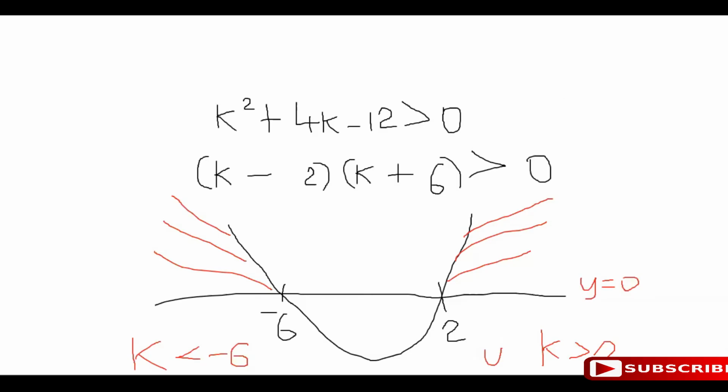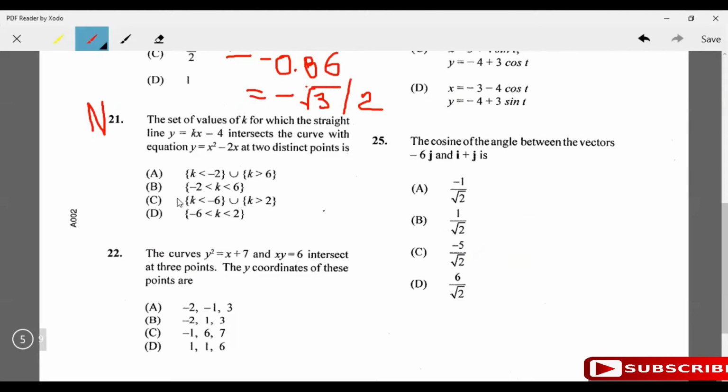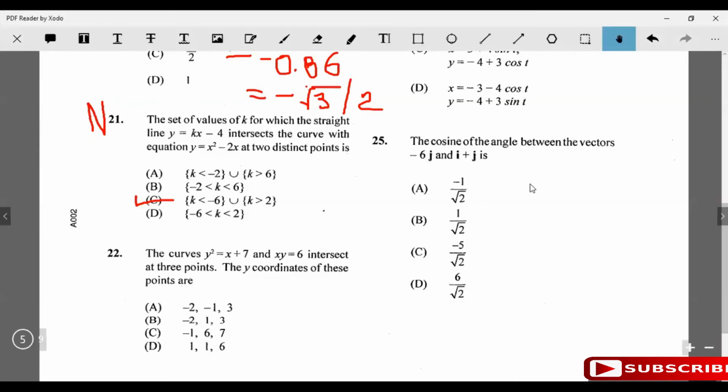All right, so this question was testing our knowledge of discriminants. So k is less than -6 and k is greater than 2. Easy question. It was lengthy, but it's very easy. All right, so that's question 21. Very easy question. All right, question 22.